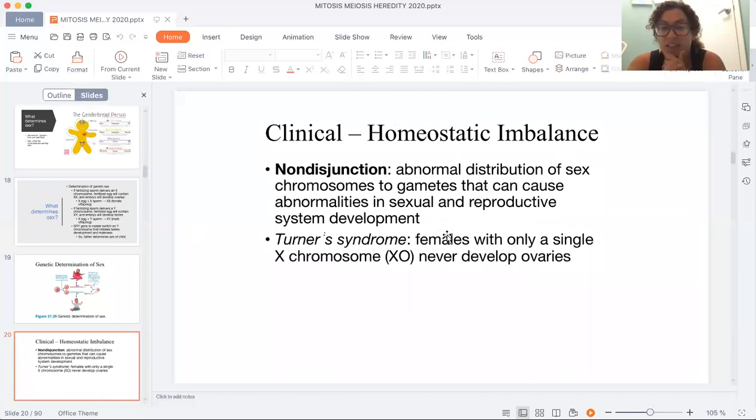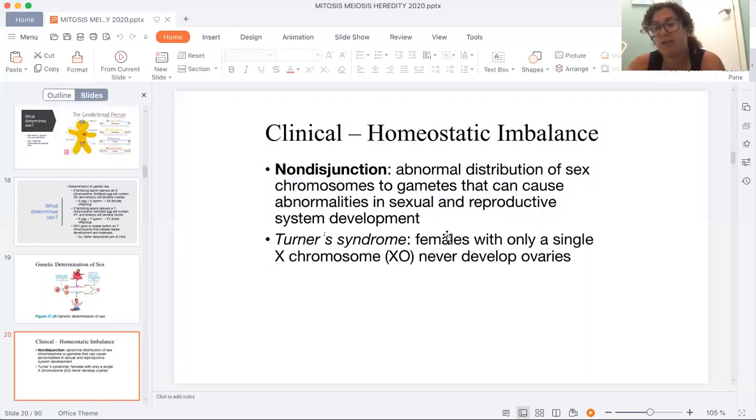Okay, so what can go wrong during meiosis, when the splitting of the X and the Y, or the X and X, occurs? We have something called non-disjunction, which means that the distribution of the sex chromosomes to gametes is abnormal. They're not going in the right direction.